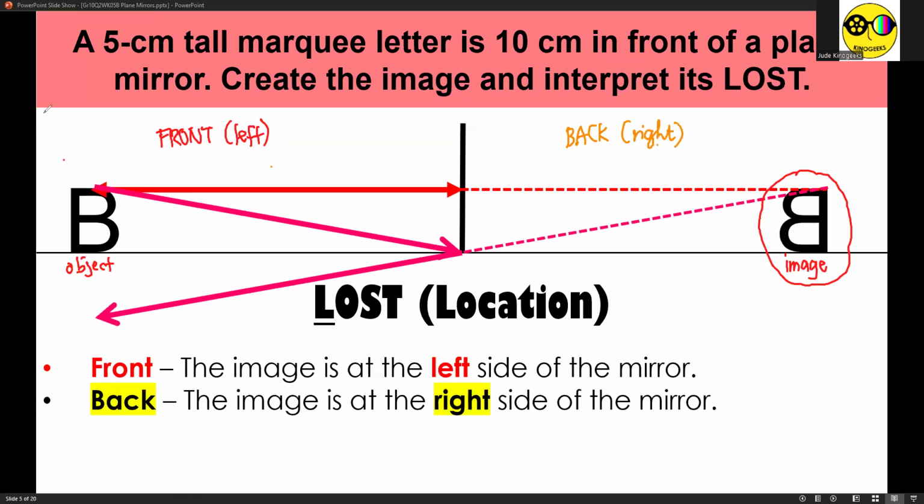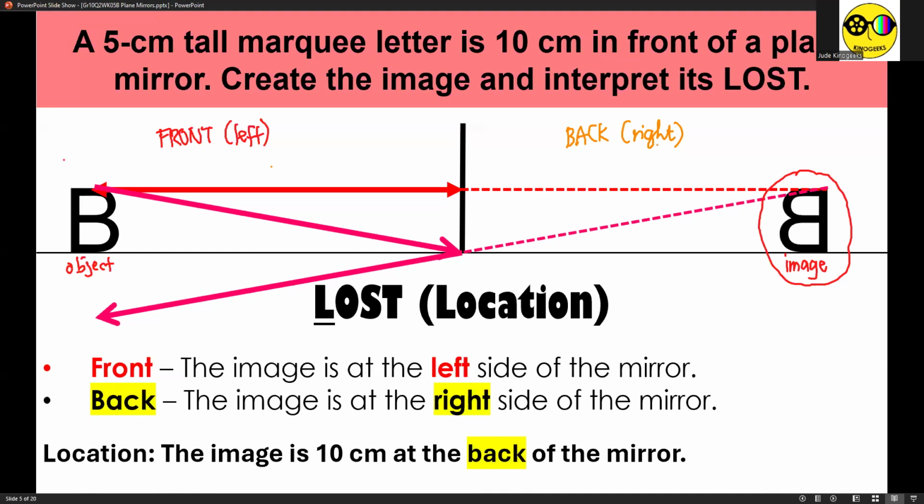So obviously, the image is found at the right side of the mirror. That's why the correct answer for the location is that the image is at the back of the mirror, specifically 10 centimeters. You might be wondering, where did 10 centimeters come from? Going back to the problem, we have a 5 centimeter tall marquee letter that is 10 centimeters in front of the plane mirror. The object is positioned 10 centimeters in front of the plane mirror. So we expect that because we're using plane mirrors, the image will be located 10 centimeters at the back of the mirror.